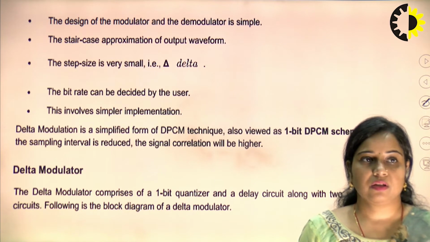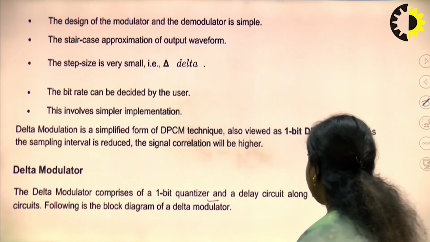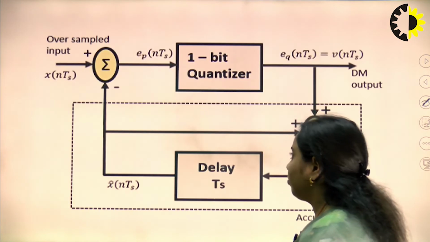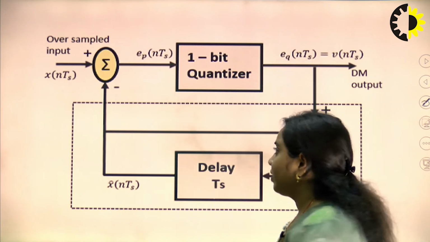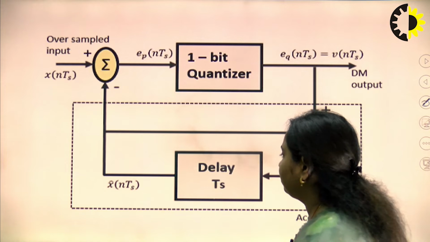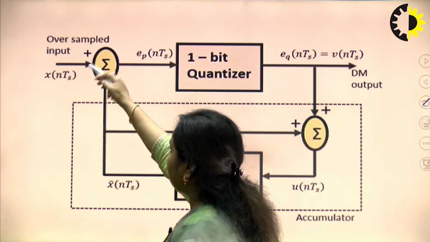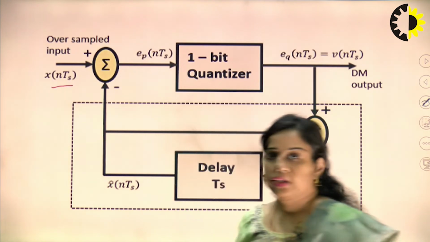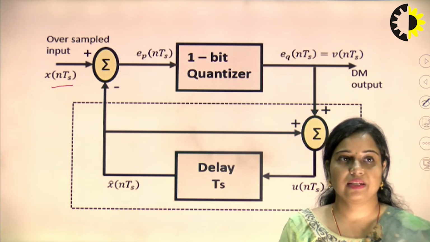Then we will see what a delta modulator is. It comprises a 1 bit quantizer and a delay circuit along with 2 summer circuits. This is the block diagram of the delta modulator. You can see that at the input of this DM block diagram, there will be an oversampled input signal that is denoted by x(t). When we take the samples at equal time intervals, it will be known as x(nTs).